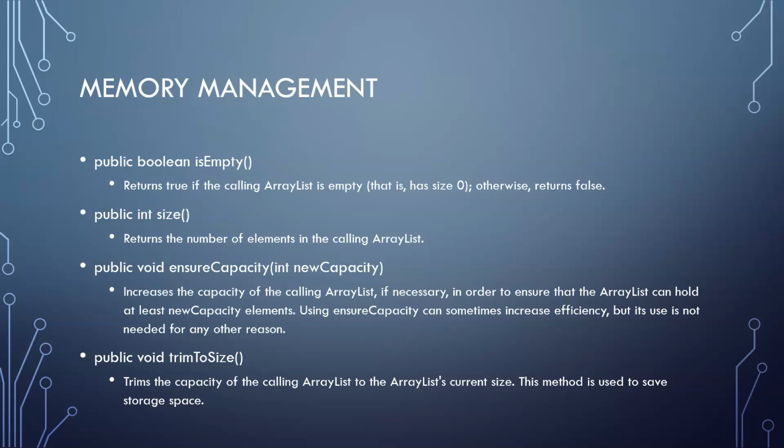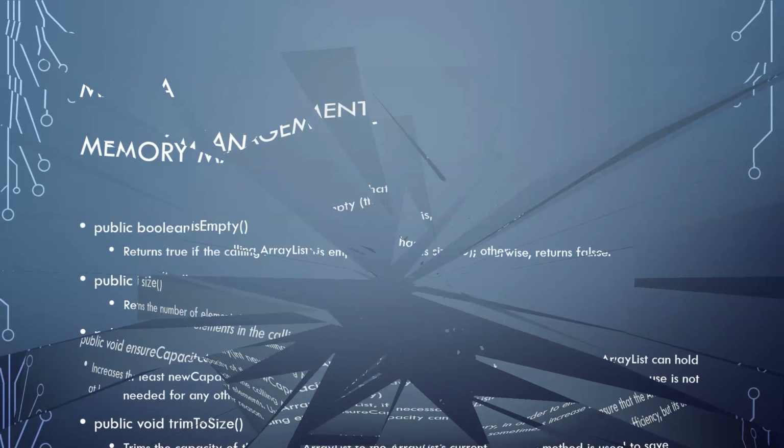to the ArrayList size, which again can be used to save storage space, because let's say you made an ArrayList of 100 elements, but you only ended up using 25, you could use trimToSize, and that will cut it down to an ArrayList of size 25.